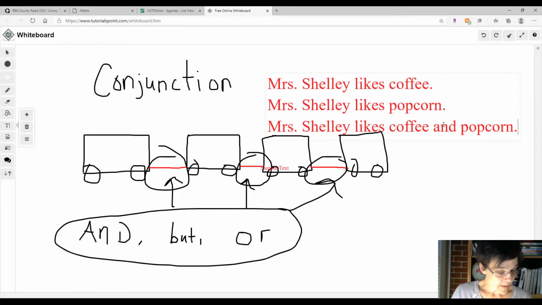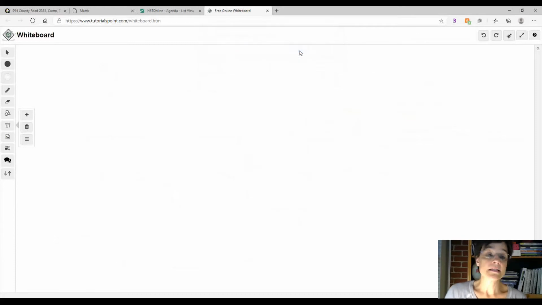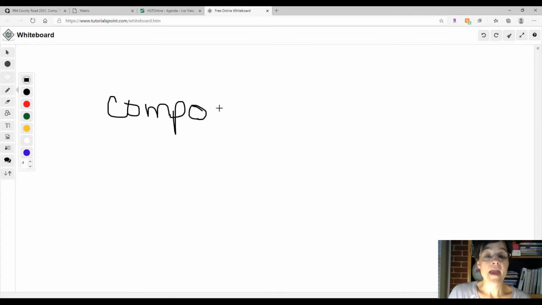Now, you can use and, but, or. Any one of these acts like a conjunction. But that's what a conjunction does. Now, remember I said we were going to learn 2 different words today? Well, we are. So the next word we're going to learn, we learned conjunction. This word is compound.